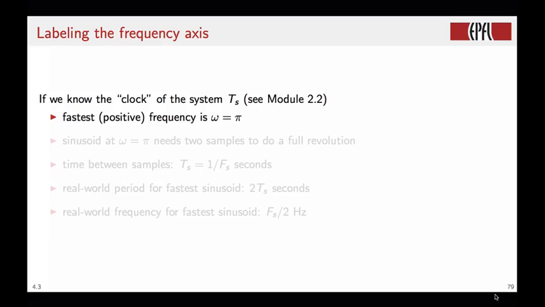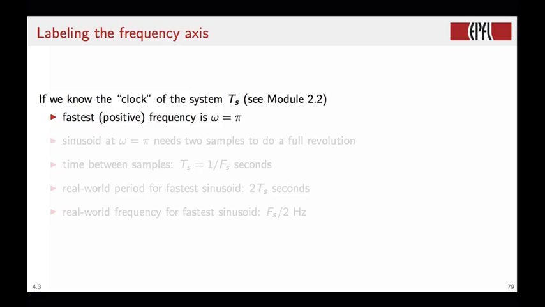So if you remember, in Module 2.2 we informally introduced the notion of a clock for a digital signal processing system, and this is really equivalent to associating a certain time interval Ts, measured in actual physical seconds, between successive samples in a signal. So for instance, for the sunspot signal we had a Ts of 1 month, whereas in the temperature signal the Ts was equal to 1 day. We will see that for audio signals Ts becomes very small because we will need to take at least 8,000 samples per second.